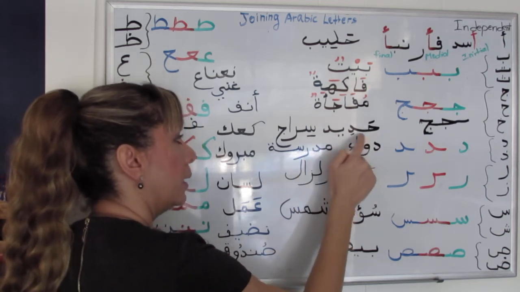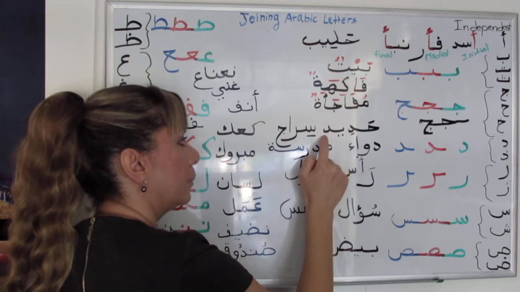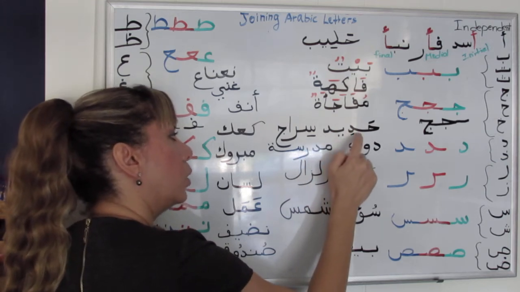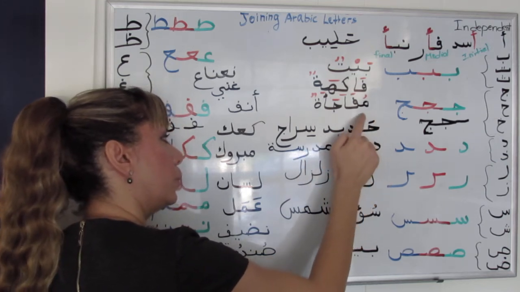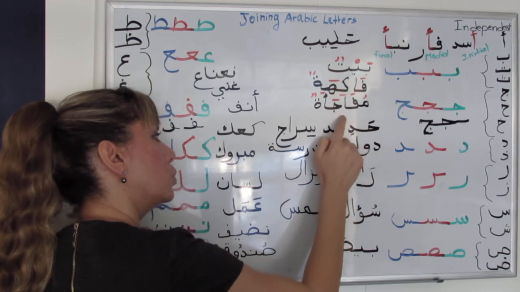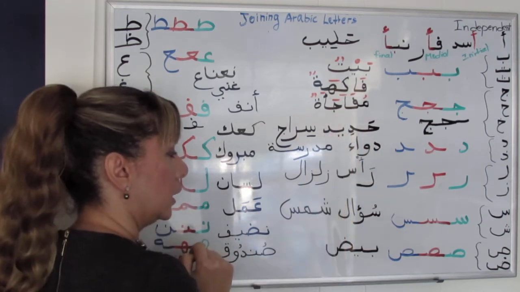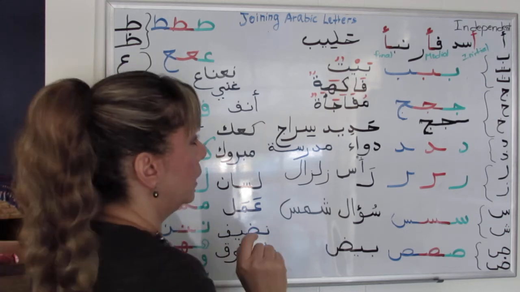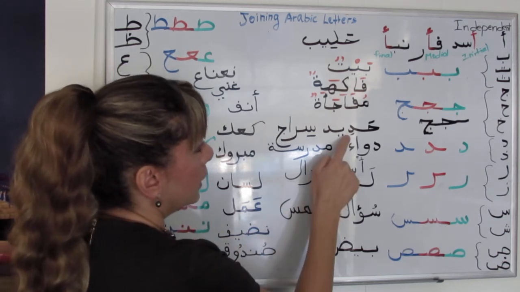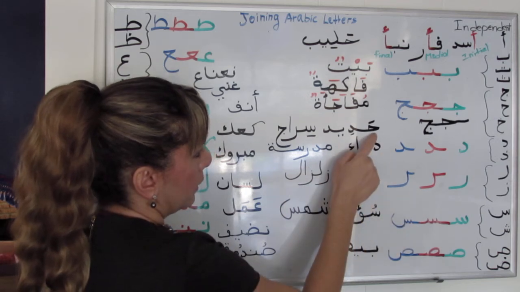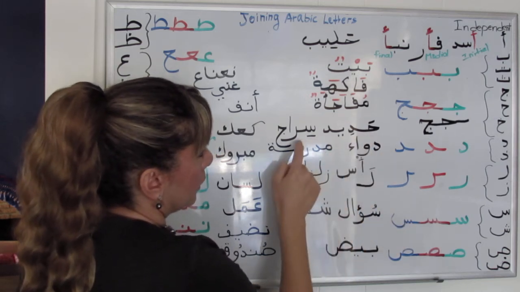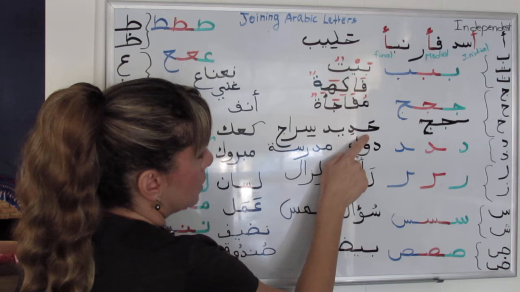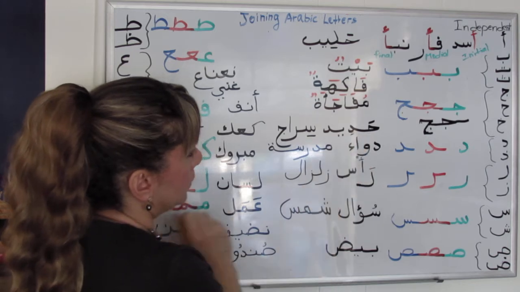Hadid, ha, dal, ya, da. Dal connects to the preceding letter but not to the following one because it belongs to the selfish letters family. Dal. And ha, so it's connected this way.